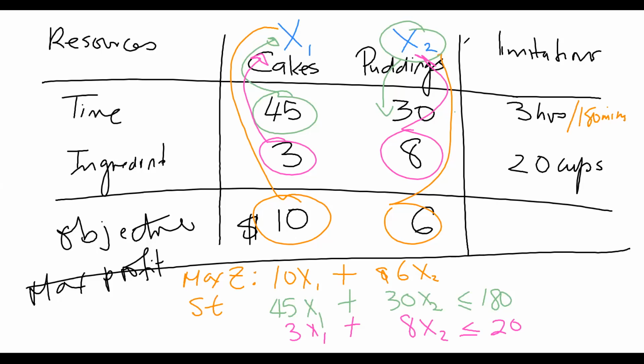What must I write next? The non-negativity constraint. You must sign off now: x1 and x2 is greater than or equal to 0. Voila, you're done with the formulation of your linear programming.